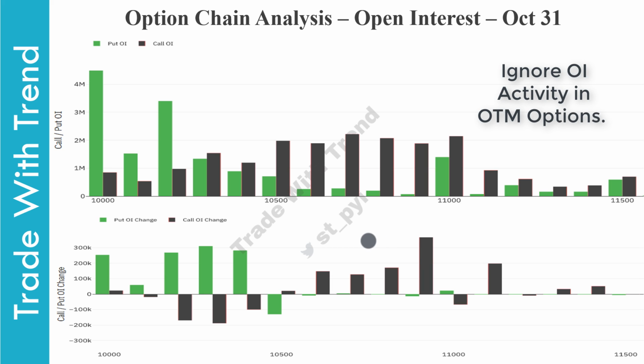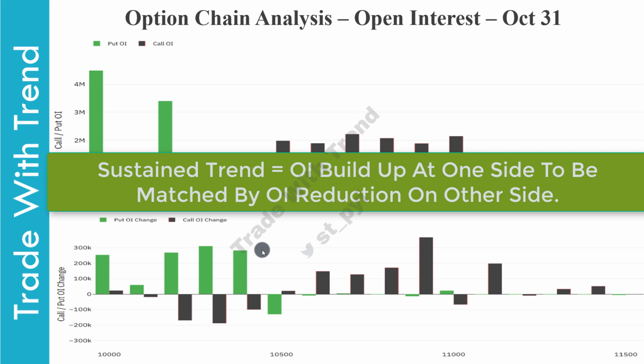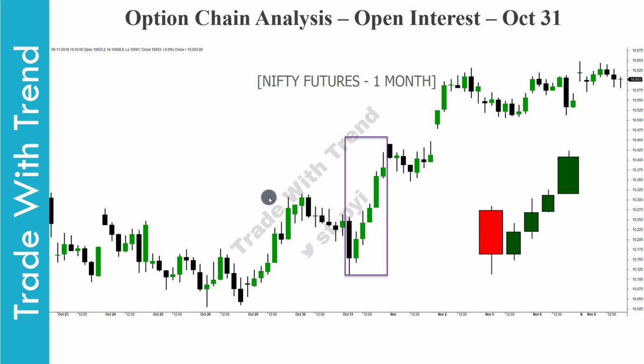Always remember that when open interest buildup happens on one side of the market, for a sustained trend to develop, open interest reduction has to happen on the other side of the market within 1 to 2 sessions. This is a very important rule which I had mentioned in the earlier 2 videos as well. Let us now look at price analysis for this particular session, that is October 31st.